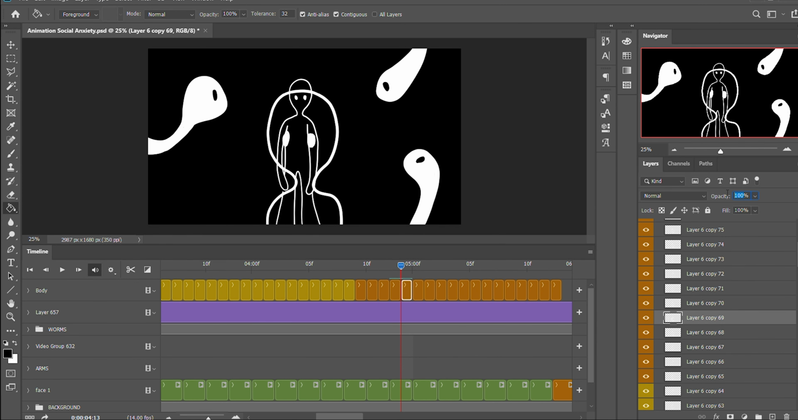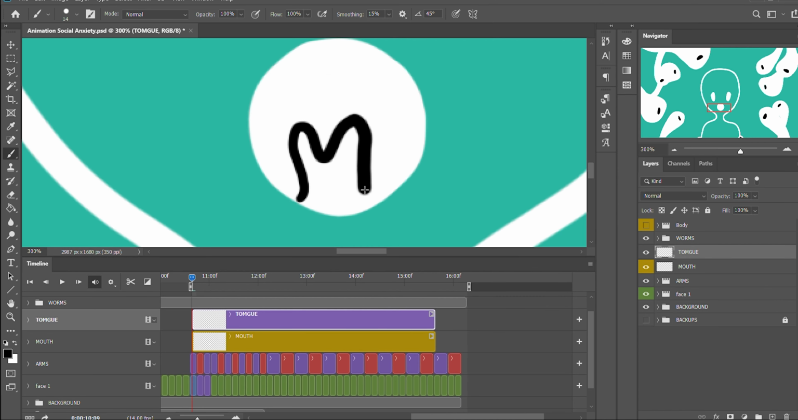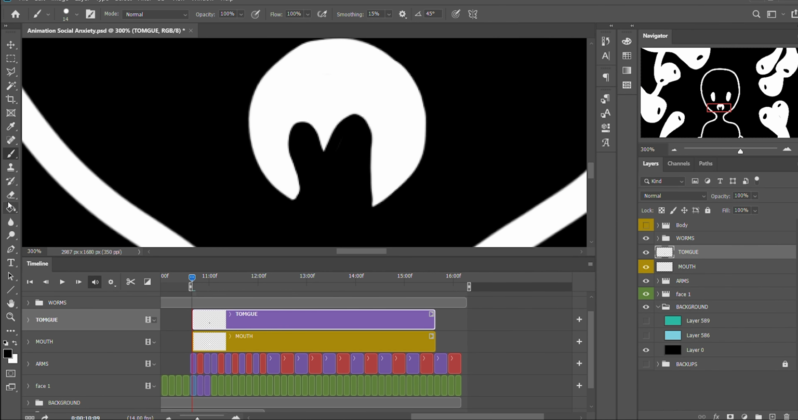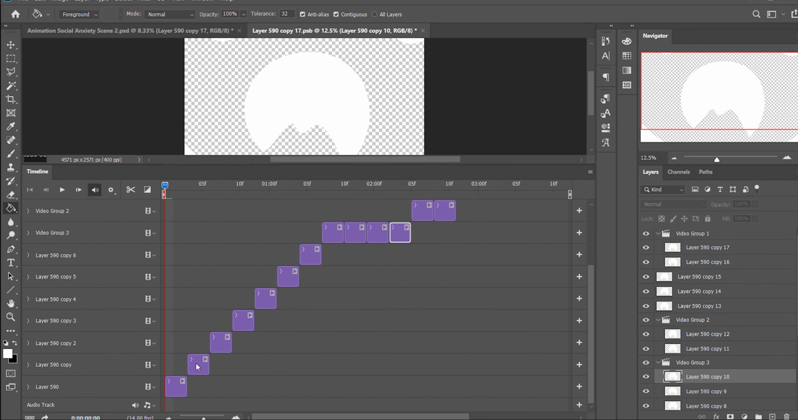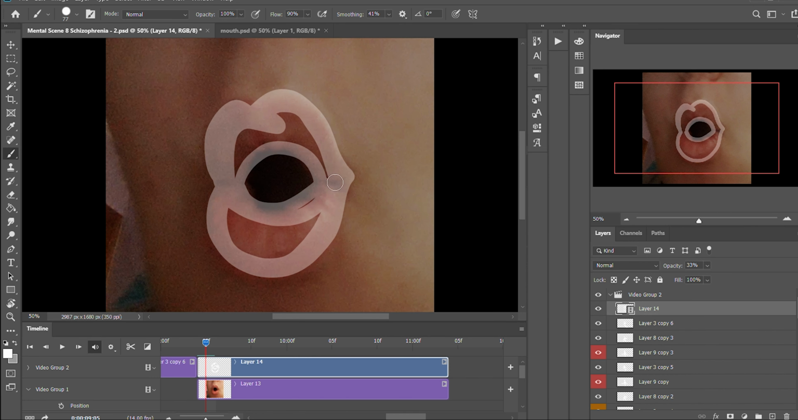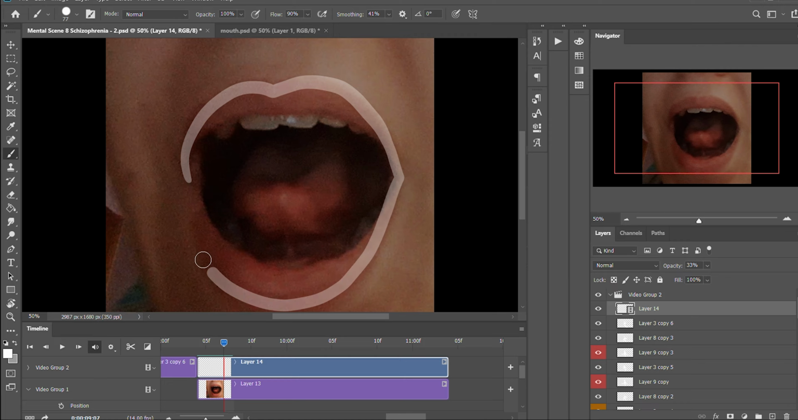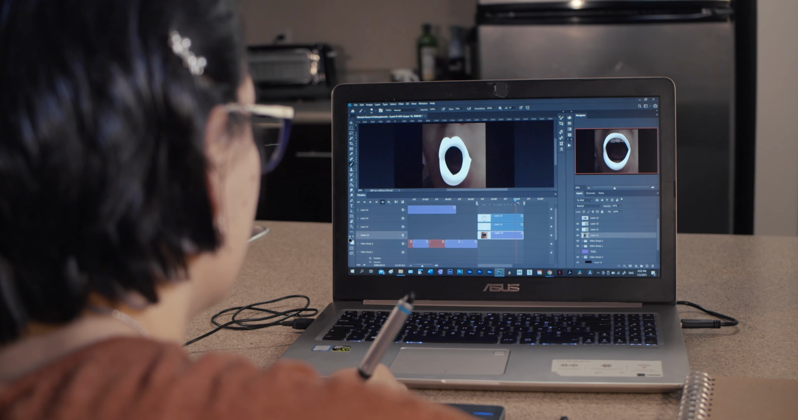I had some strategies to make my life easier. I drew the characters with very simple lines and in black and white. I set the frame rate to 14 frames per second. I used models, like for the mouth, I drew over a video of my own mouth moving.